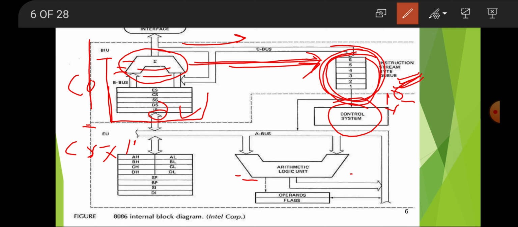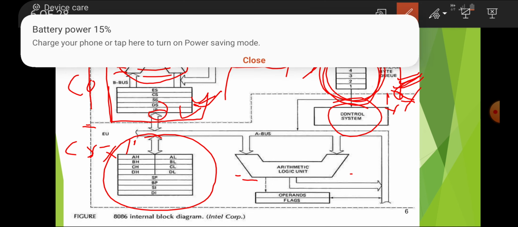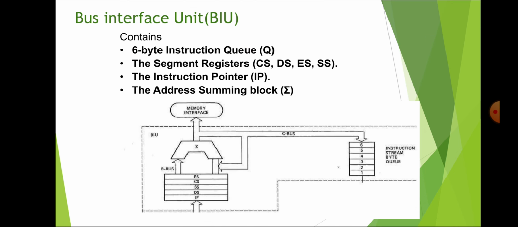Now we will go towards the execution unit. Okay, when the execution is over, it will fetch the next instruction. This unit fetches the instruction from the memory, and after fetching from memory through the data bus, it goes to the queue, and after the queue, it goes to the control unit. I hope you understand up to the BIU. We will see this BIU again in the coming slides.